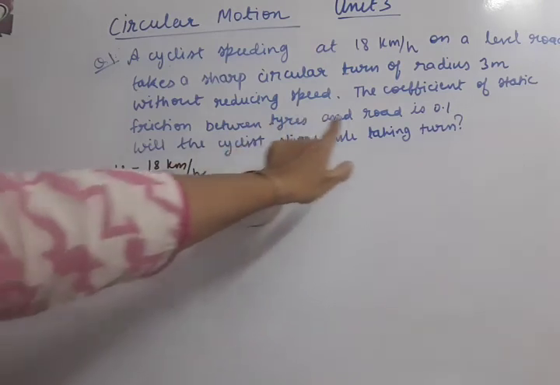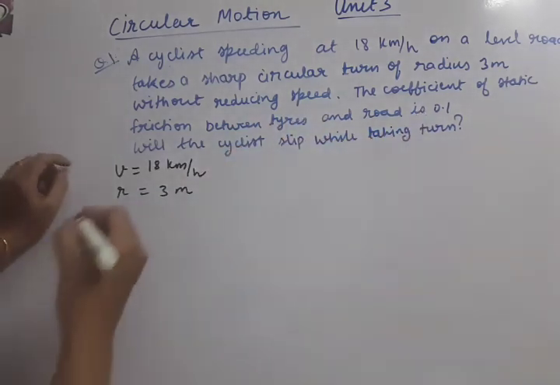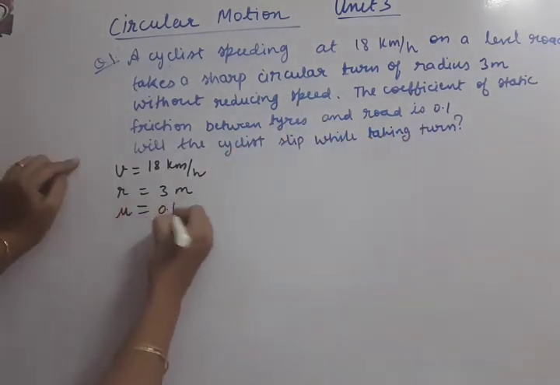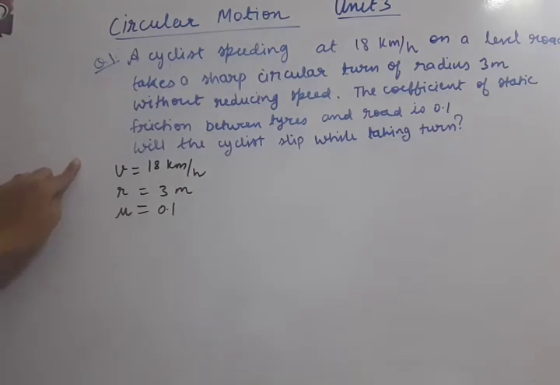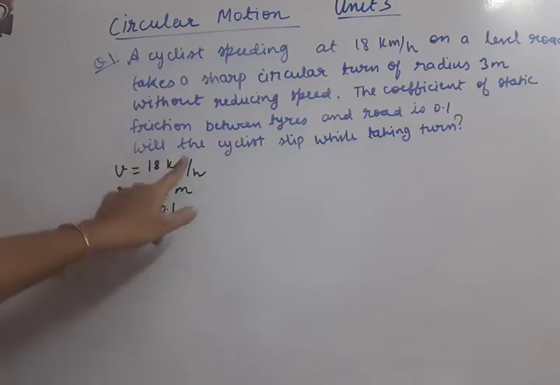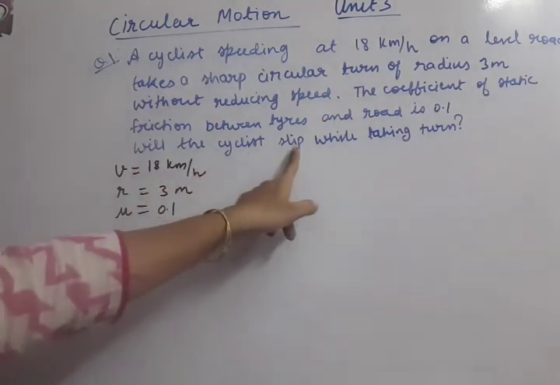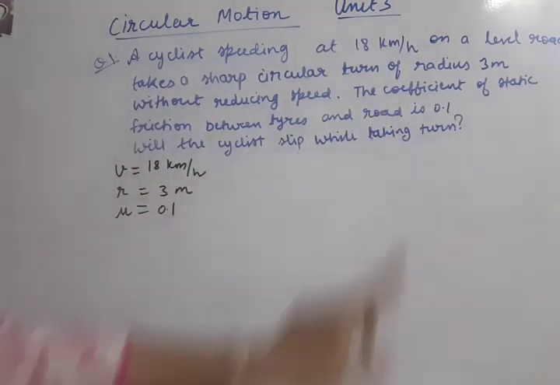Coefficient of static friction between tire and road is 0.1. Coefficient of friction we write as what? Mu, 0.1. This is mu s, static friction. Okay. Now what is the question? Will the cyclist slip while taking the turn? Will he skid or not? That is to be understood. Will he slip? So how do we check it?